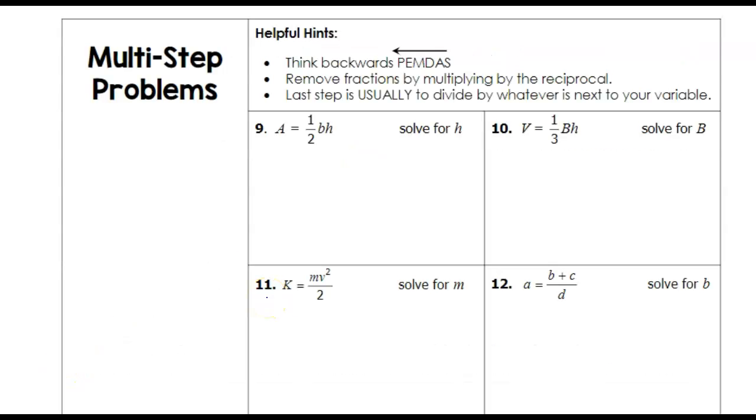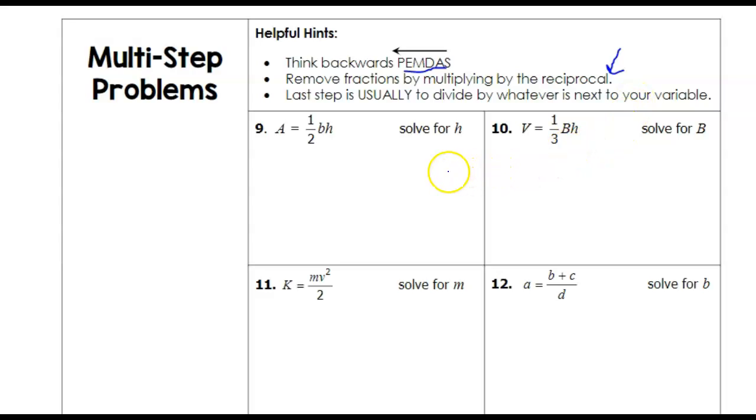I wrote down a couple of hints for solving these backwards when you have multiple steps. The first little step to think about is that you're going to think about PEMDAS but backwards, okay? So you're going to get rid of addition and subtraction first, then do inverse multiplication and division, and then your exponents and parentheses. So work backwards. You want to remove fractions by multiplying by the reciprocal, okay? And the last step, you usually want to divide by whatever is next to your variable, all right?